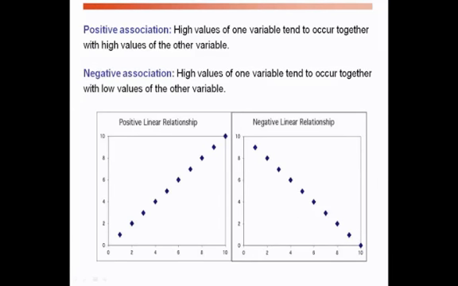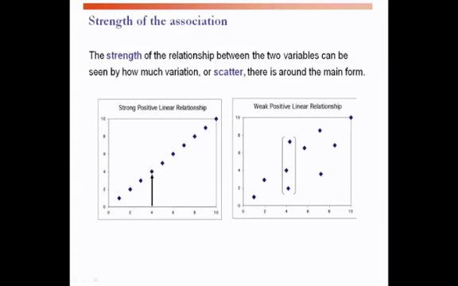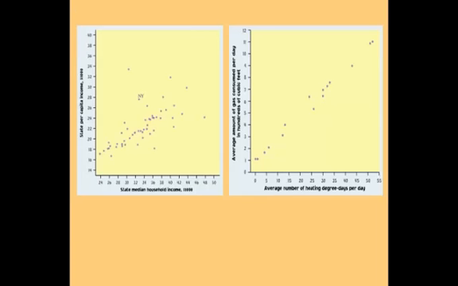So we already talked about positive and negative linear relationships. And both of these you can say are very, what kind of relationships? Weak or strong? Very strong. Both of them are very strong. And we already talked about that. Now let's talk about this.